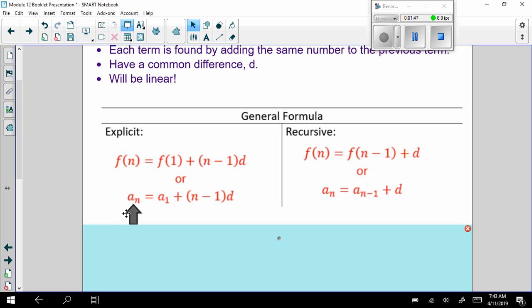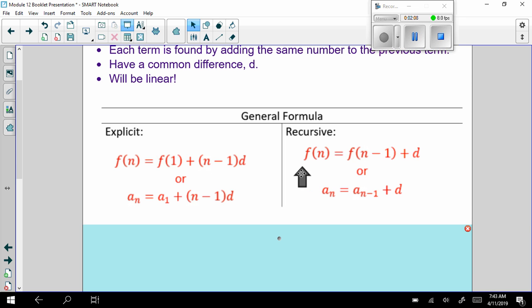So what we're doing to find our nth term, we're going to take our first term plus n minus 1 times the common difference. That's it. The n's will stay n's. The a sub 1 is going to get replaced with the first term. The d is going to get replaced with the common difference.